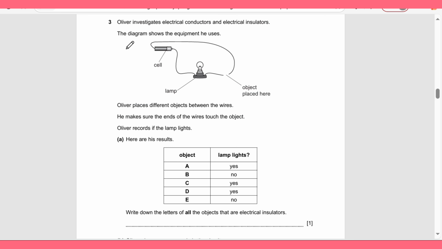Okay guys, number 3. Oliver investigates electrical conductors and electrical insulators. The diagram shows the equipment he uses. Object placed here: lamp, cell. Oliver places different objects between wires. He makes sure the ends of the wire touch the object. Oliver records if the lamp lights. Here are his results. Object A, B, C, D, E. Lamp light: yes, no, yes, yes, no. Write down the letters of all the objects that are electrical insulators.